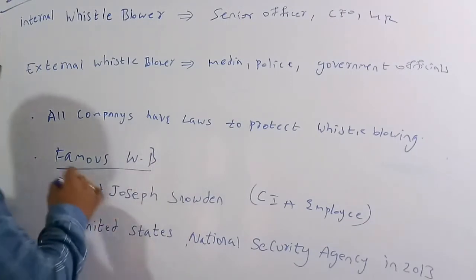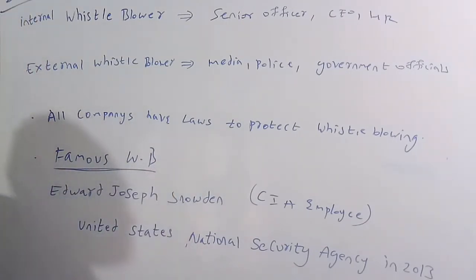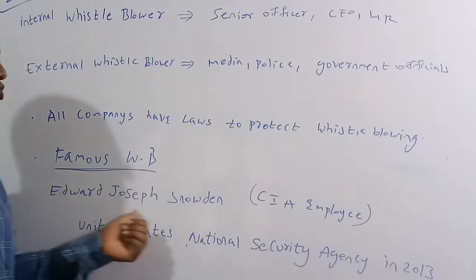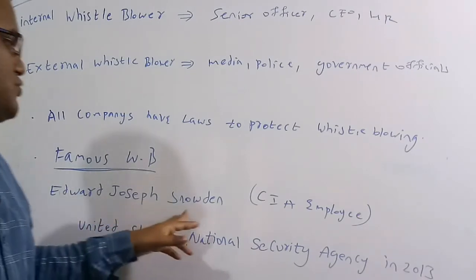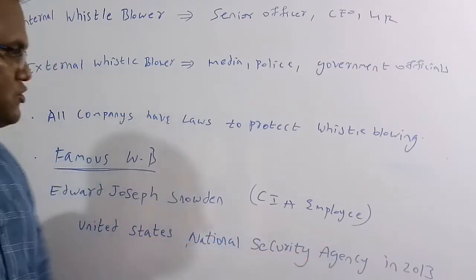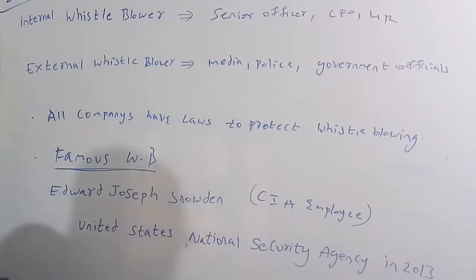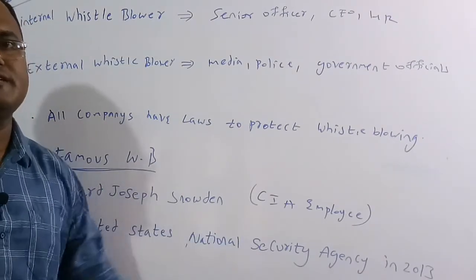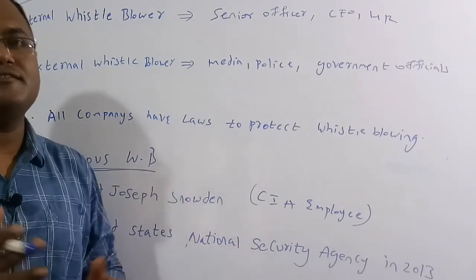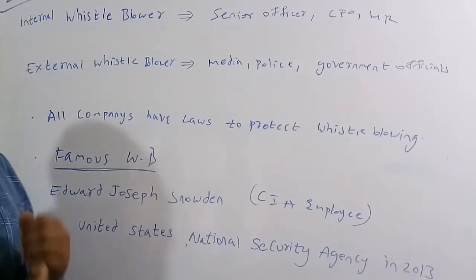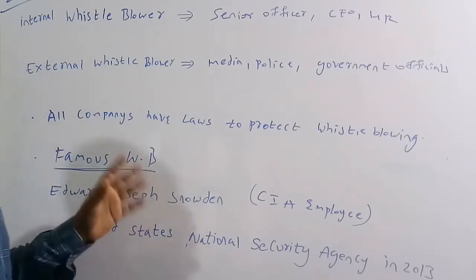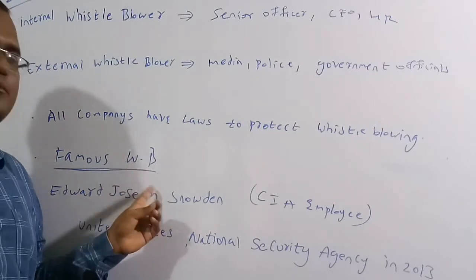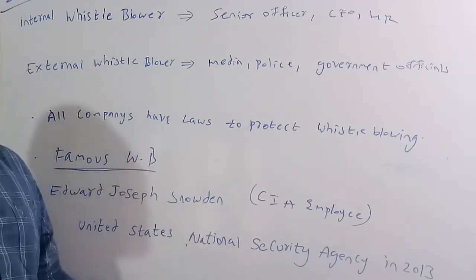And if you see the famous whistleblowers, the most famous whistleblower in history is Edward Joseph Snowden. A film has also come out in his name. He is a former CIA employee. He leaked some important information regarding the United States National Security Agency in 2013. He leaked how these people are able to see each and everyone online, even if their mobile phones are in off mode, and he shared some leaked information with the public. He is a very famous whistleblower.